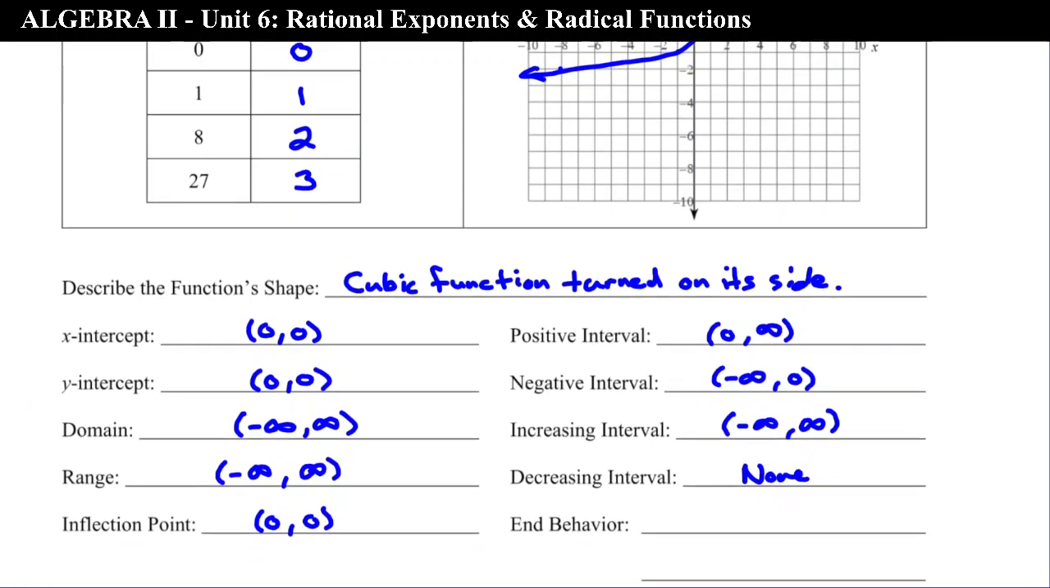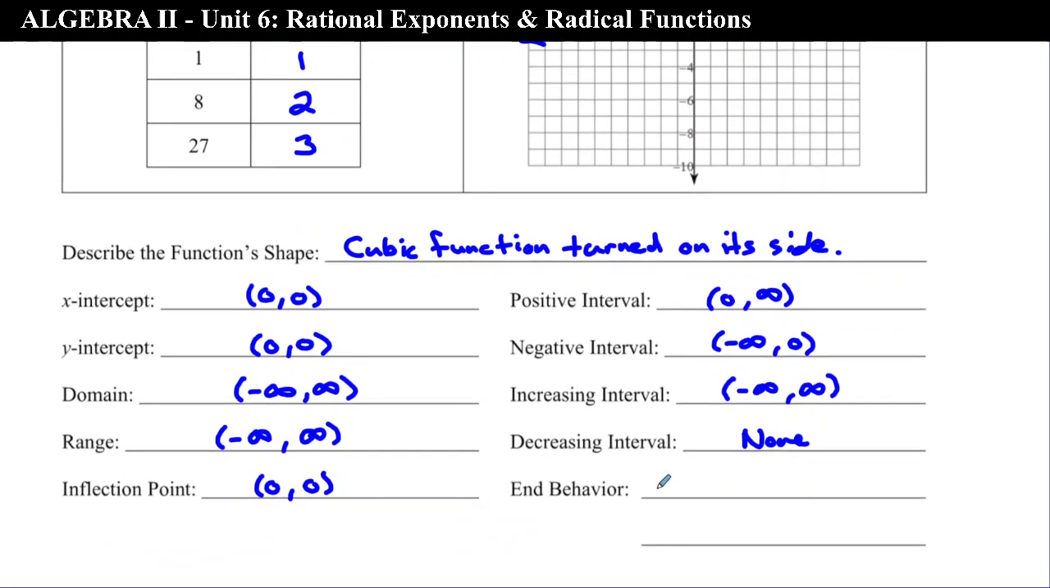And this is more traditional in behavior, where we're going to have two statements. The first of which being as x approaches infinity, f of x approaches infinity. As x approaches -infinity, f of x approaches -infinity.